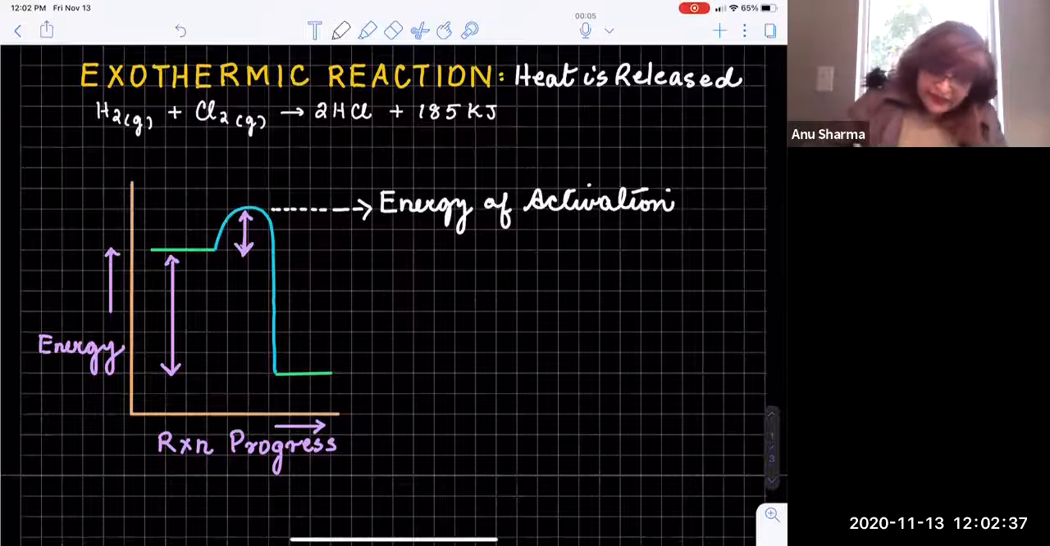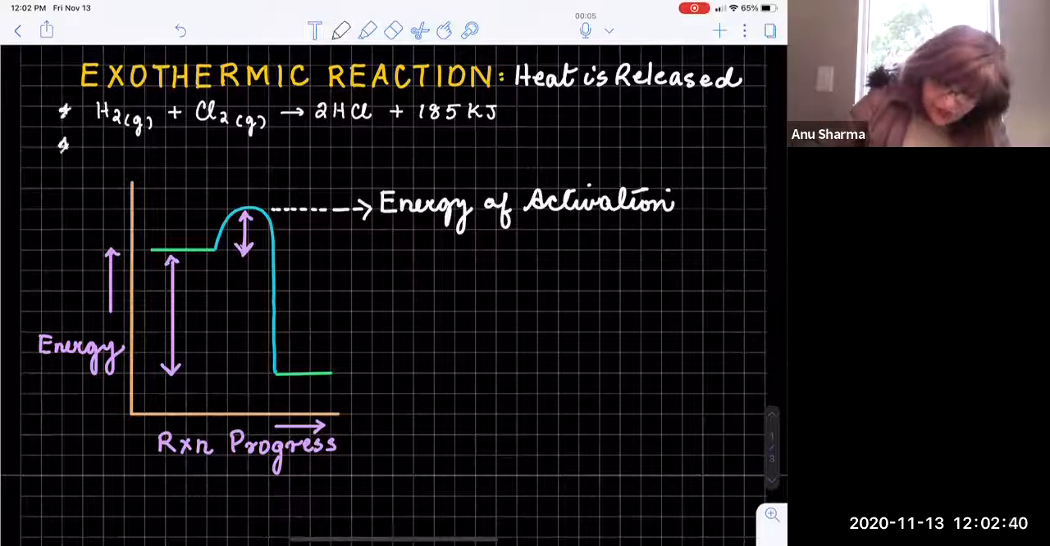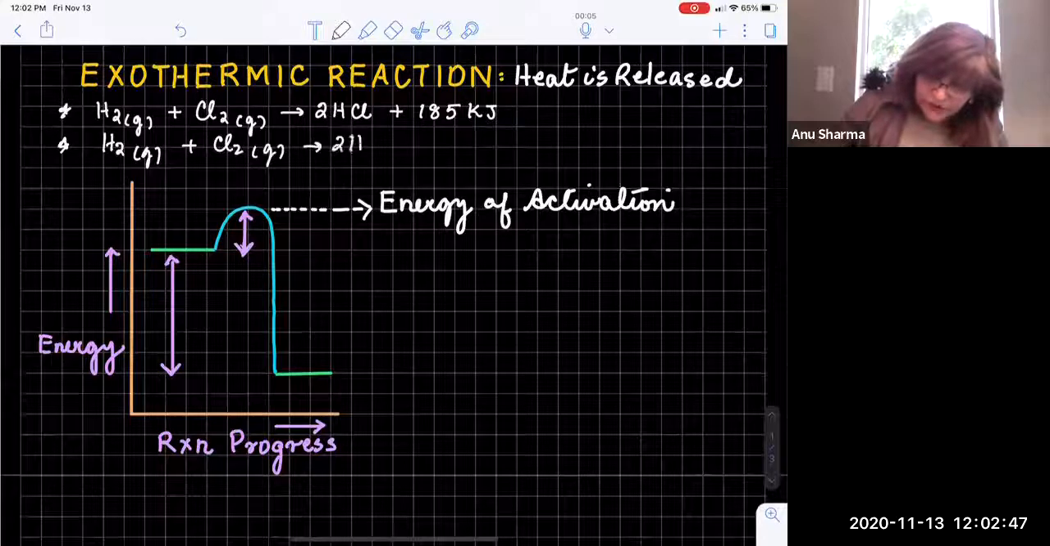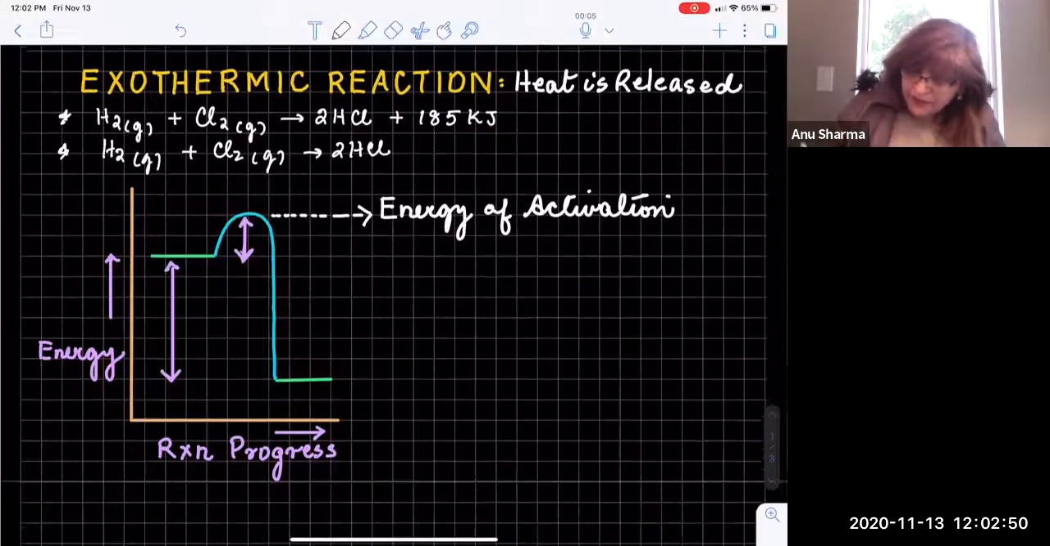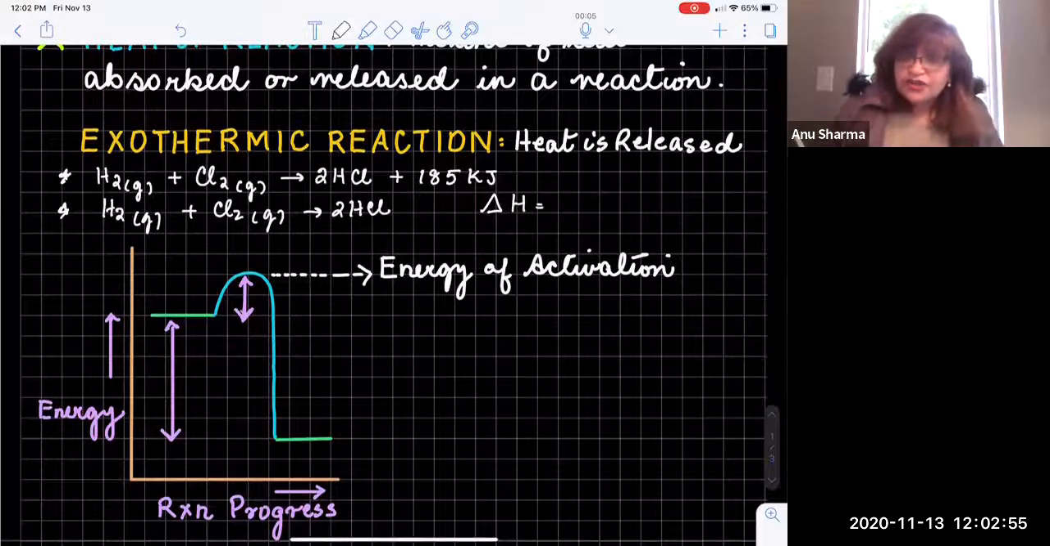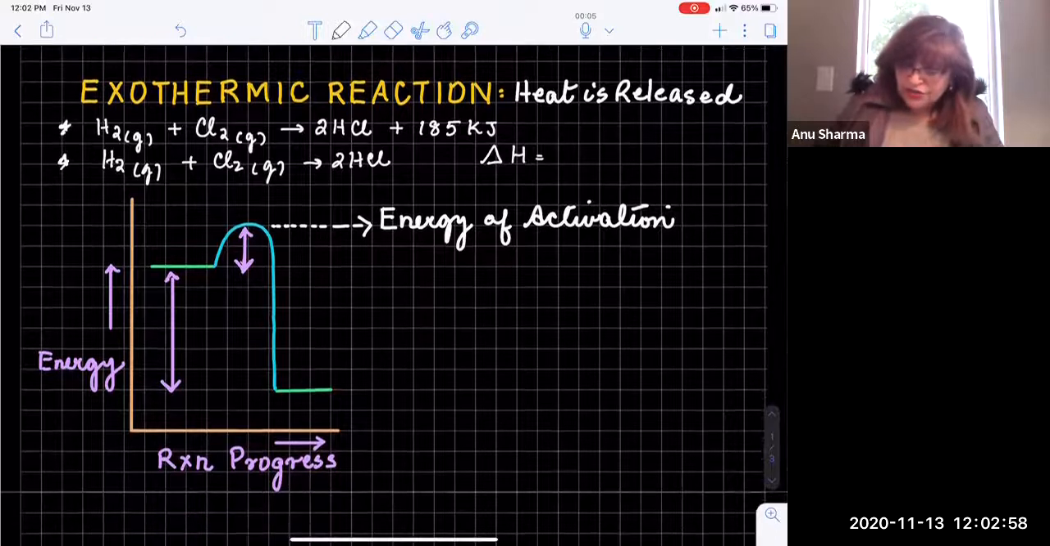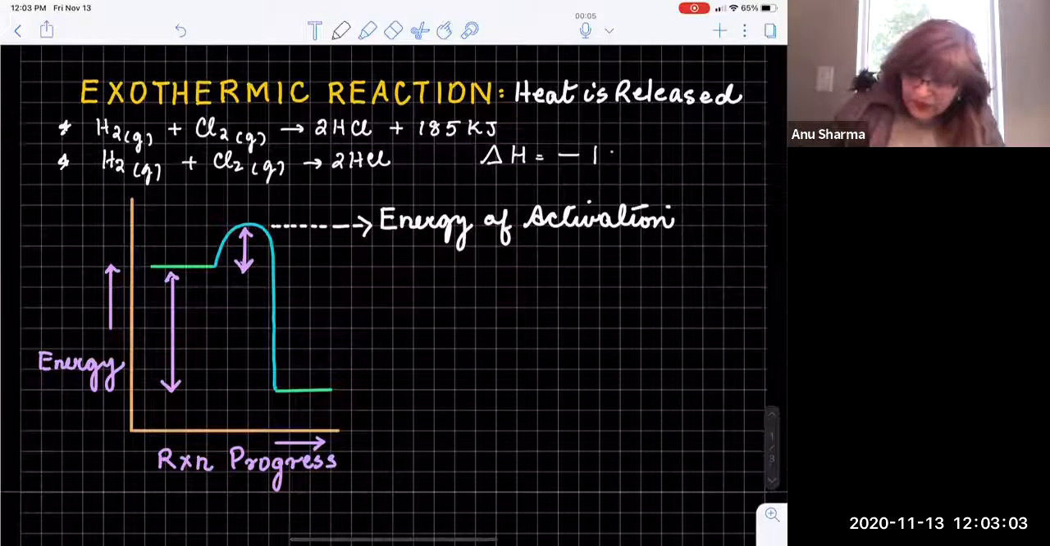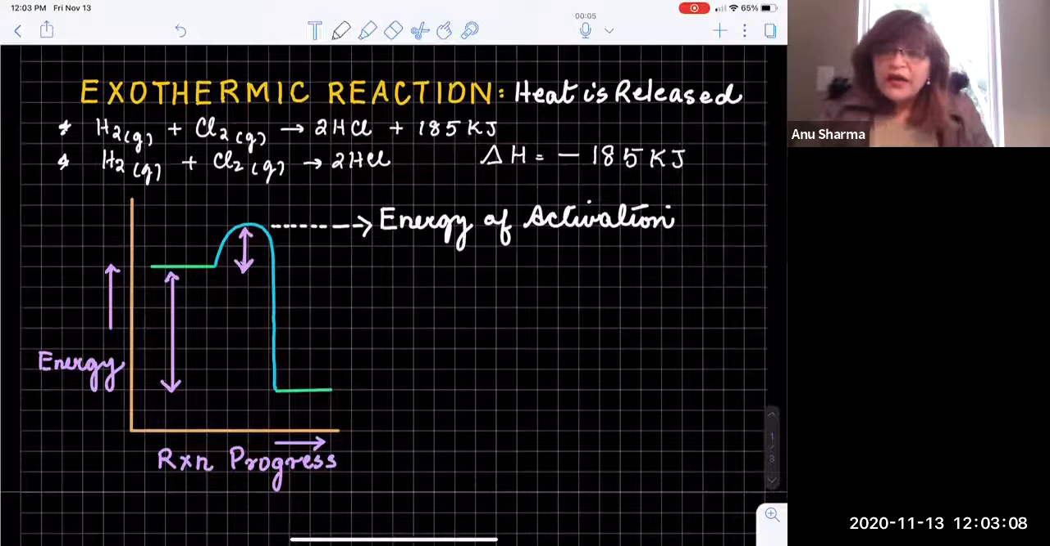Another way of writing the same reaction is H2 as a gas plus Cl2 as a gas gives you 2 moles of HCl. And there's a space here, and here you're going to write delta H, which is the change in the energy of this reaction or the heat of this reaction, or delta H of a reaction, and that is negative 185 kilojoules. Now keep this in mind. All exothermic reactions will have a negative value for the heat.